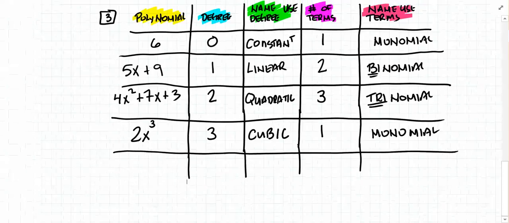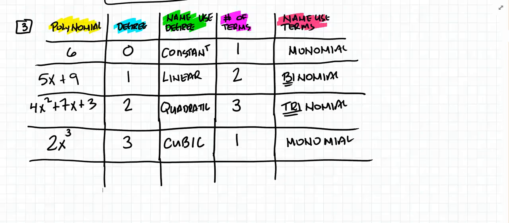Let's do 8x to the 4th, minus 2x cubed, plus 3x. Okay, good. What would be the degree of this? 4. Notice that I have a single variable polynomial, right? So the degree of this is 4. Very good.